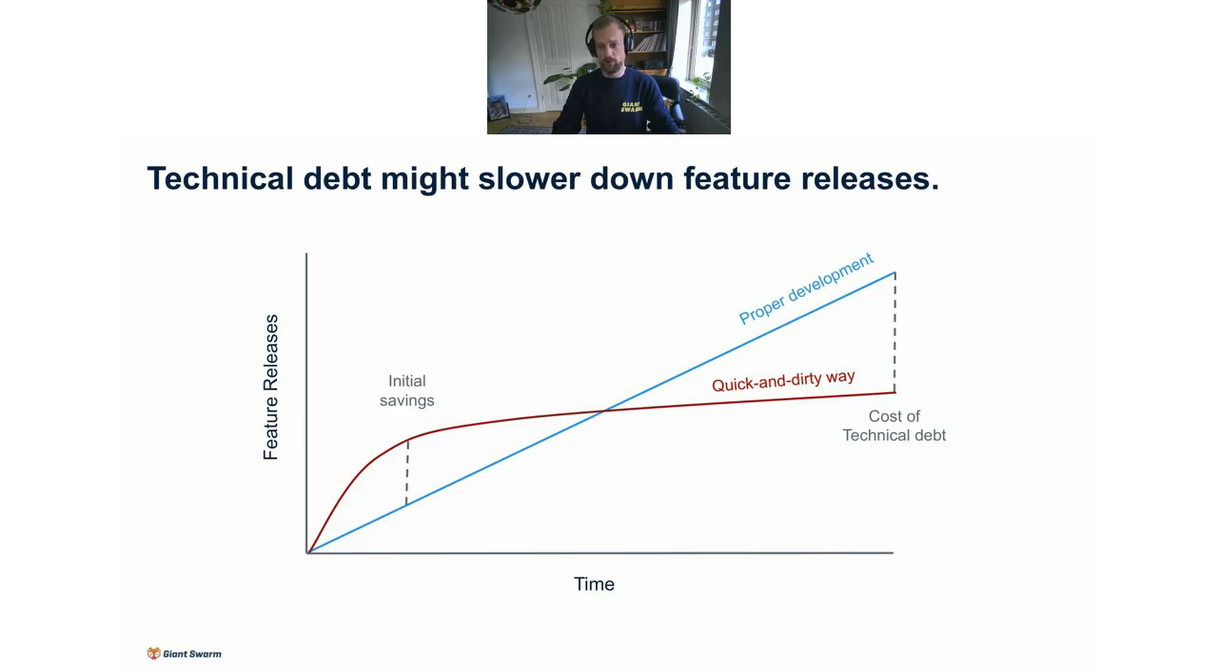in agile development you always think about, okay, how much technical debt can I take on in order to be faster? So how much technical debt am I willing to pay to be faster? This is not the problem.